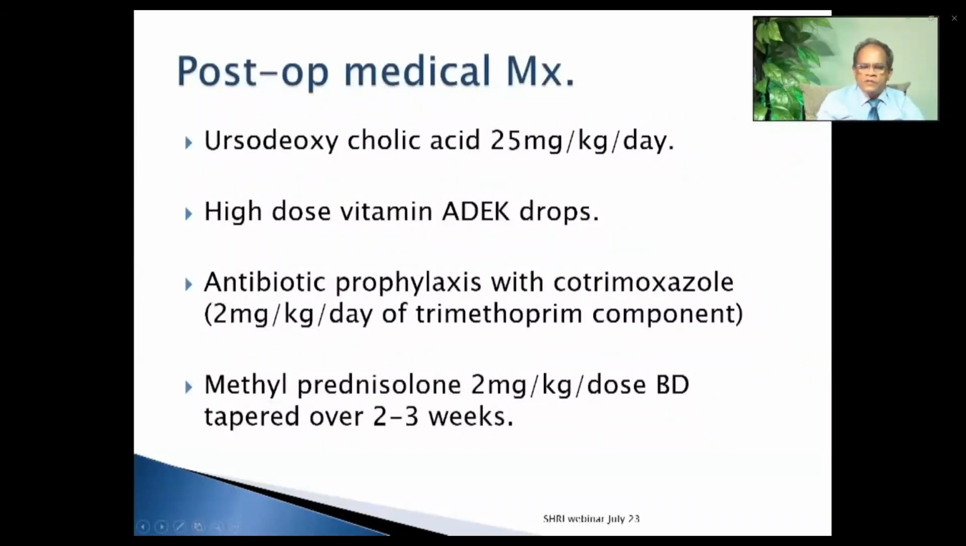All these patients usually are given ursodeoxycholic acid 25 mg per kg, high dose vitamins A, D, E, K, and also antibiotic prophylaxis following portoenterostomy. We also start pulse therapy with methylprednisolone 2 milligram per kg per dose, a high dose to start off, and then every few days you taper it down, halve the dose, and then eventually taper it off completely at the end of about 3 weeks.